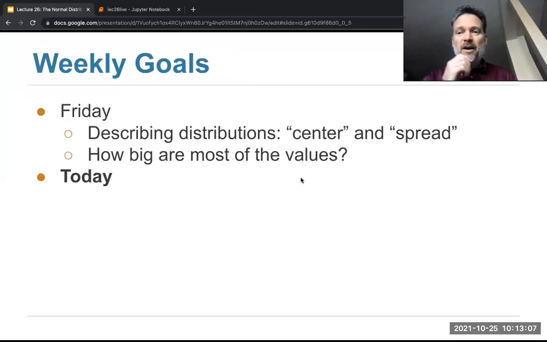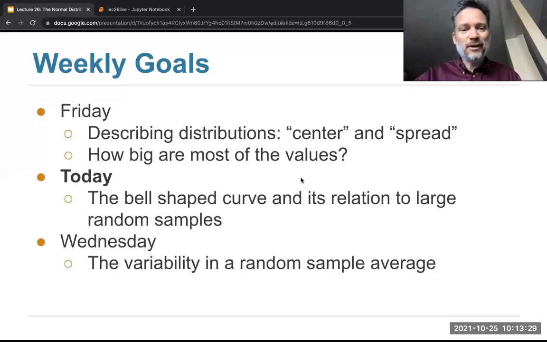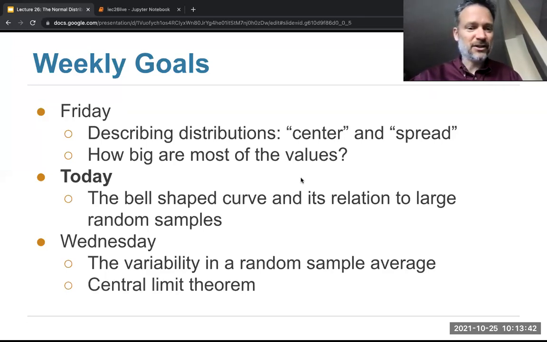All right, so on Friday, we heard about distributions and center and spread, which gives us an idea of where most of the values are. And today we're going to be looking at the bell-shaped curve and where it shows up in statistics. This is called the normal distribution. And on Wednesday, looking ahead, we'll apply that to looking at the sample average and how much variability it has, and how accurate that is as an estimate of the population average.